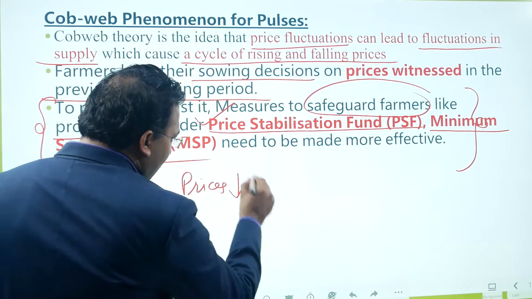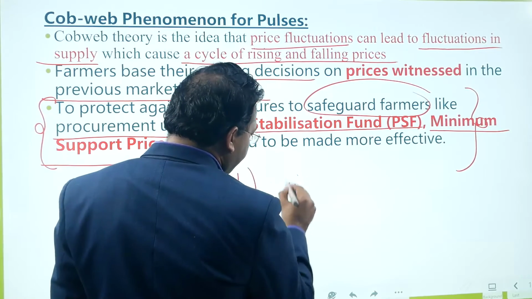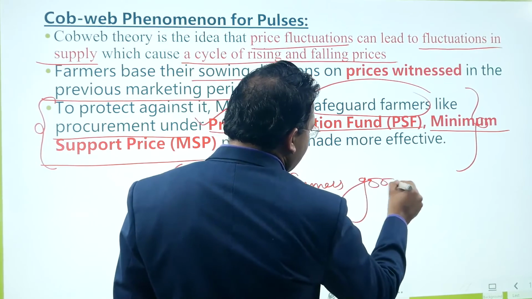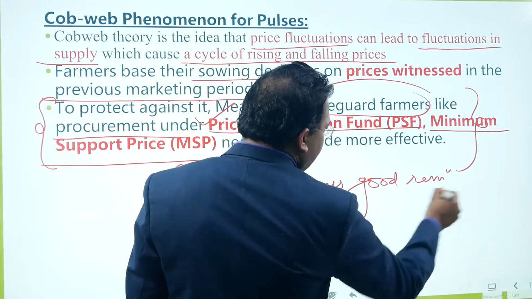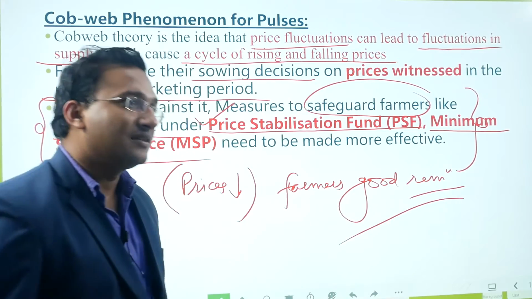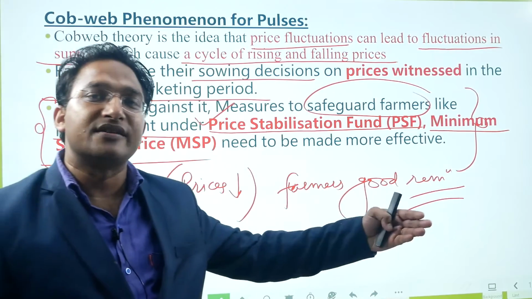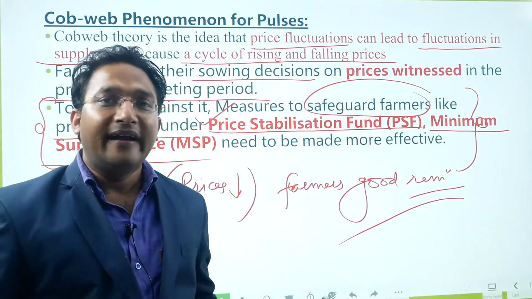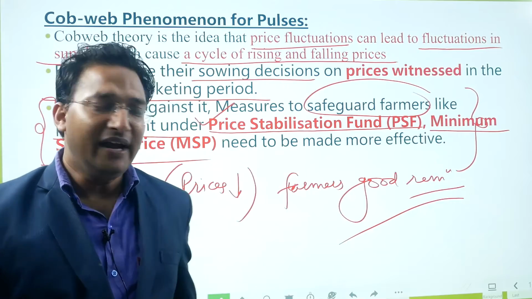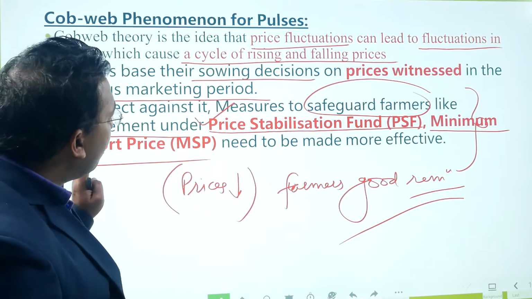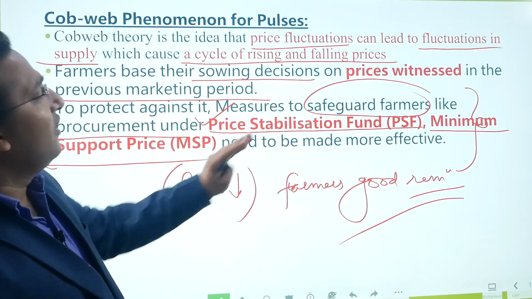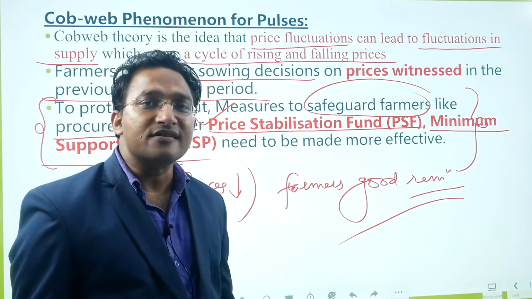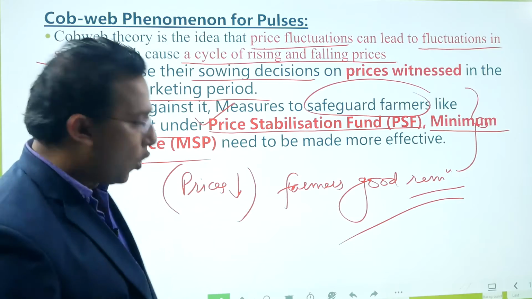down, still the farmers will get good remuneration and they will keep producing the pulses, and when they keep producing the pulses, then in the next year there will be no shortage of pulses and the prices will not increase, right? So we can see, by virtue of price stabilization fund and minimum support price, we can safeguard the farmers from the adverse effects of cobweb phenomena.